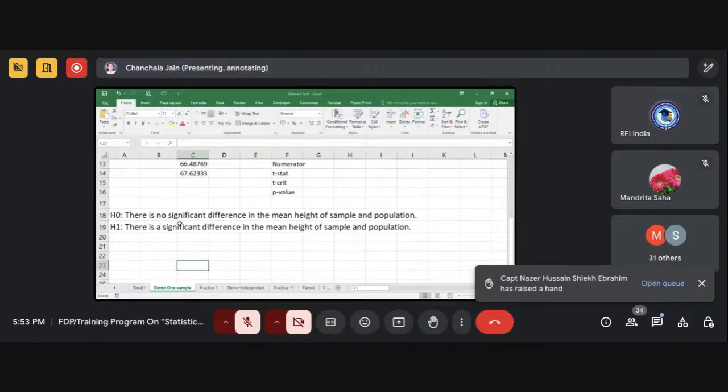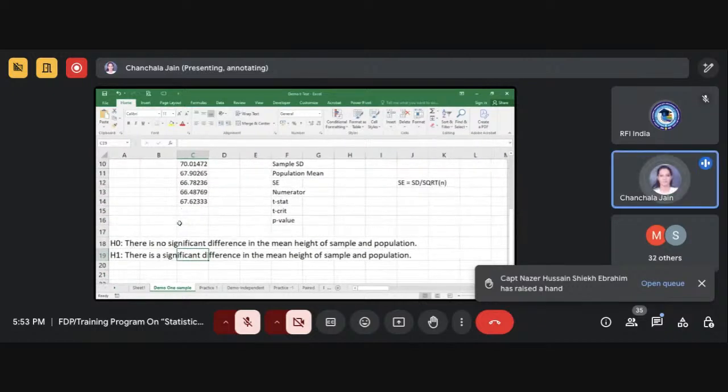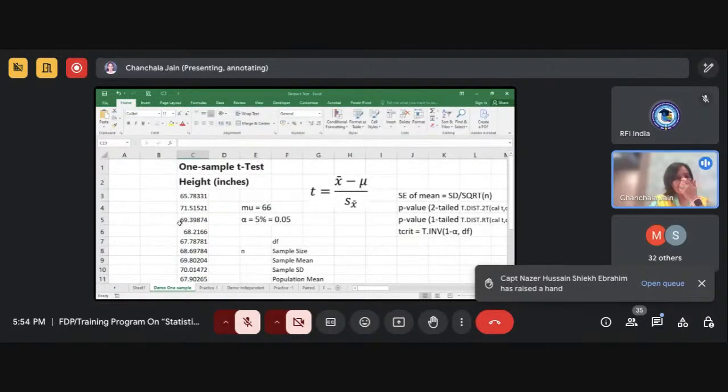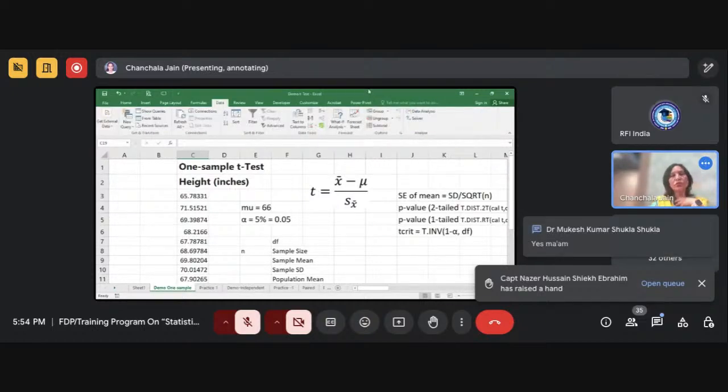Now, after this, we will see how we can use Excel to perform the one sample t-test. Once you go to the Data tab, you will click on Data Analysis. There you will go down, because all the tests are listed alphabetically, and you can see we only have 3 categories.